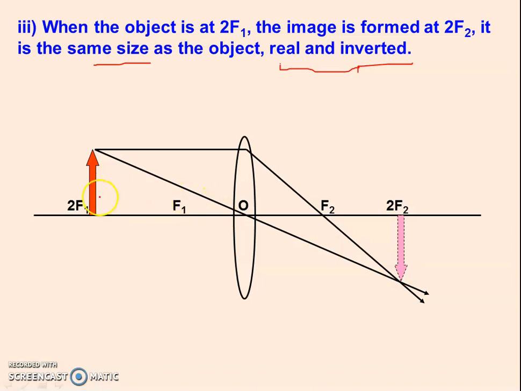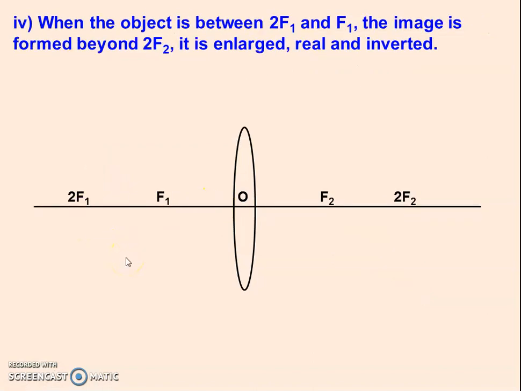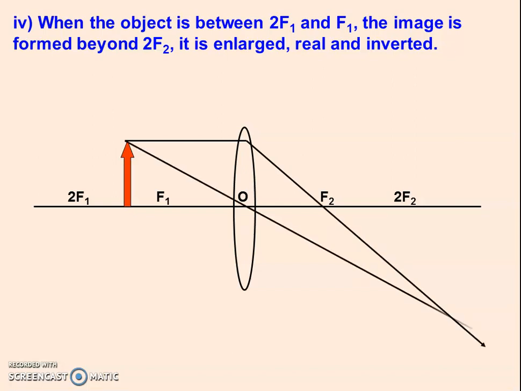Now we are bringing the object between F and 2F. What will happen? This is the object, first ray parallel to the principal axis passing through the focal point after refraction. Second, passing through the optical center. Now the image is formed beyond 2F. This is 2F, it is beyond 2F. It is enlarged, real and inverted.